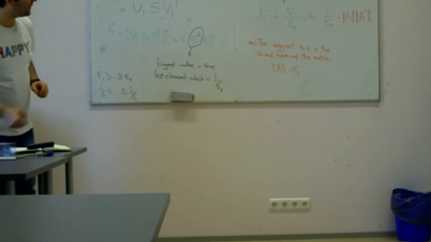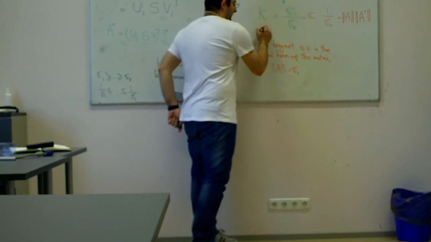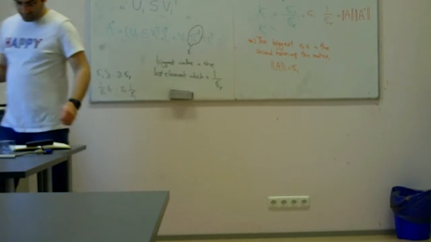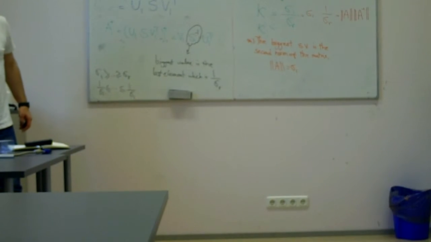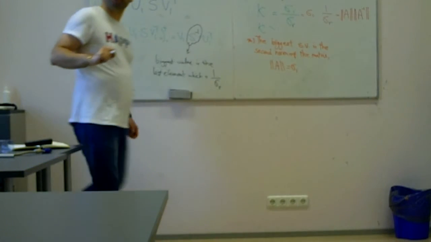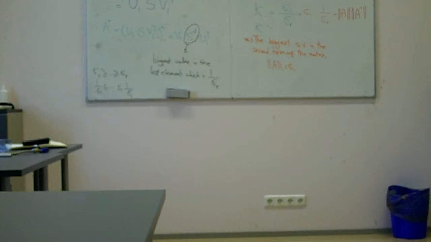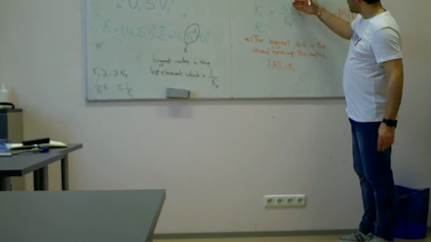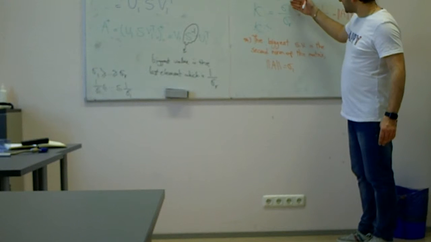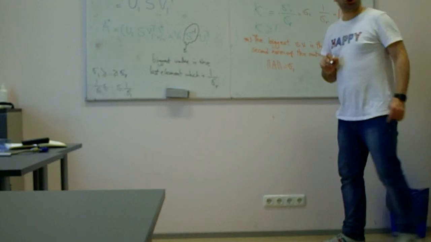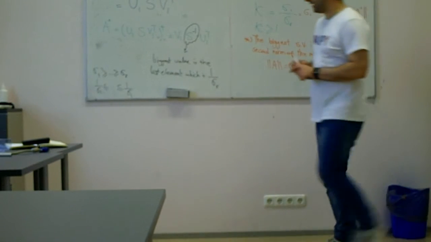Now, another important thing about kappa is, what can you tell me about kappa? What is the smallest number that kappa can have? Fatima? 1. The smallest number is when all the sigmas are the same, so sigma 1 and sigma R are the same, so the result is minimum 1. So kappa is always greater than or equal to 1.